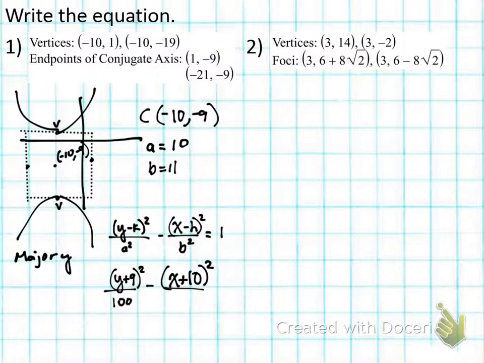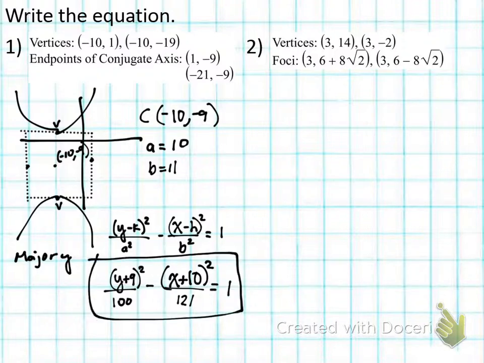And then we also know that our b squared is 121, so we're going to write that down right here, is all equal to 1. That's how you do number 1. Okay? Again, you need three pieces of information to solve or to write the final equation down. You need the center, A, and B.